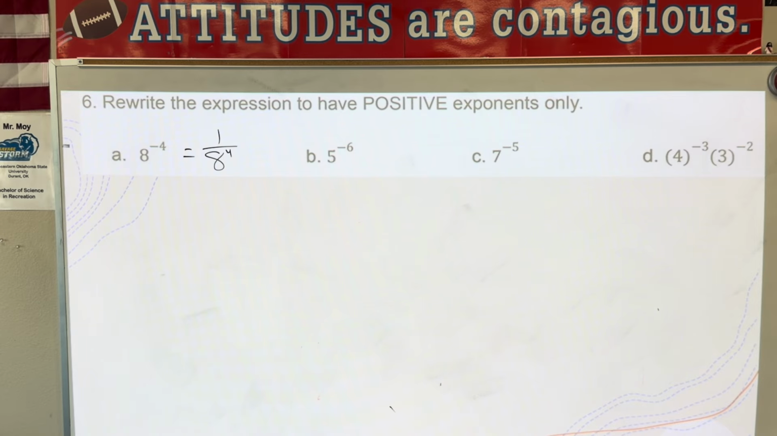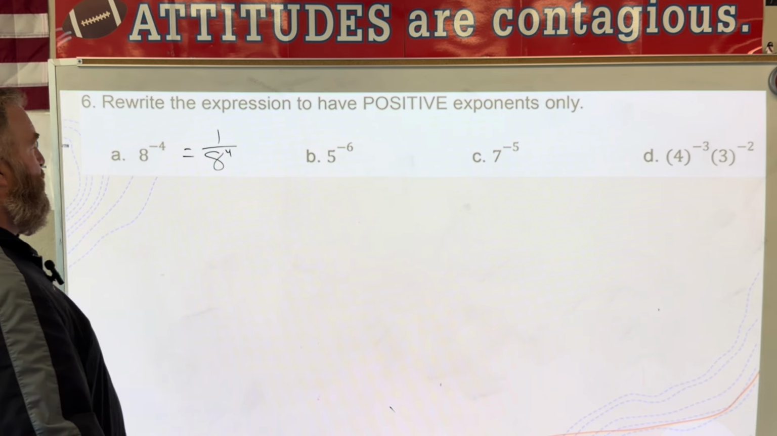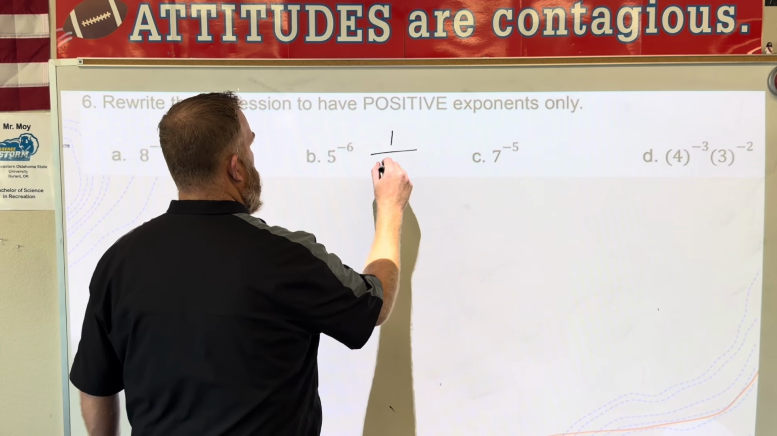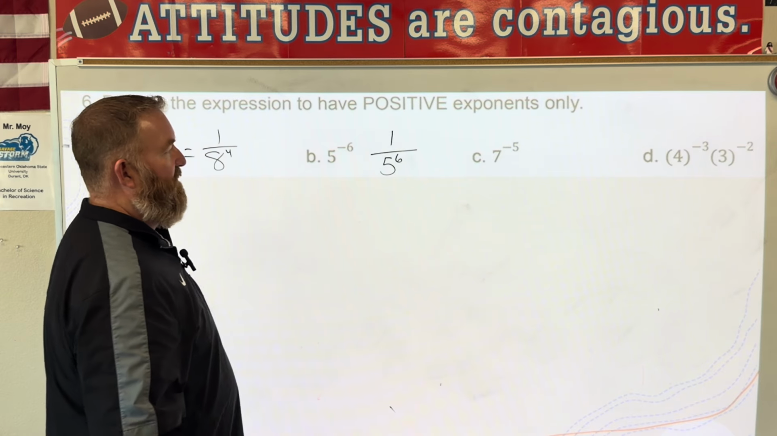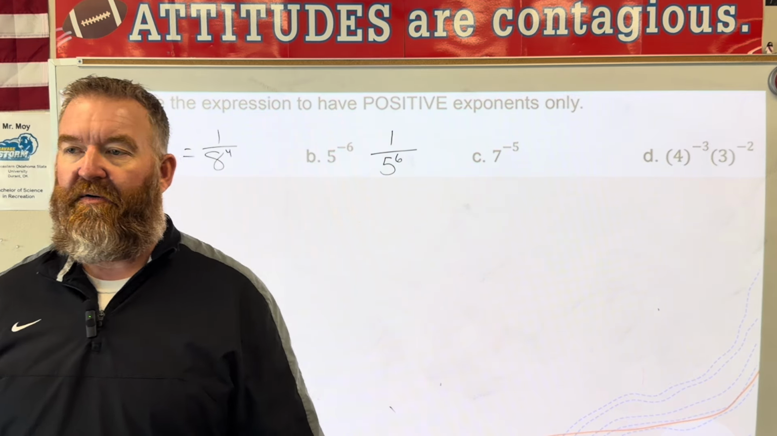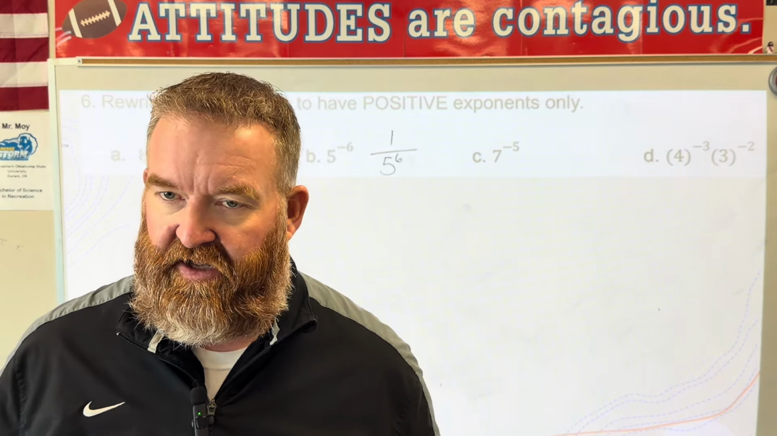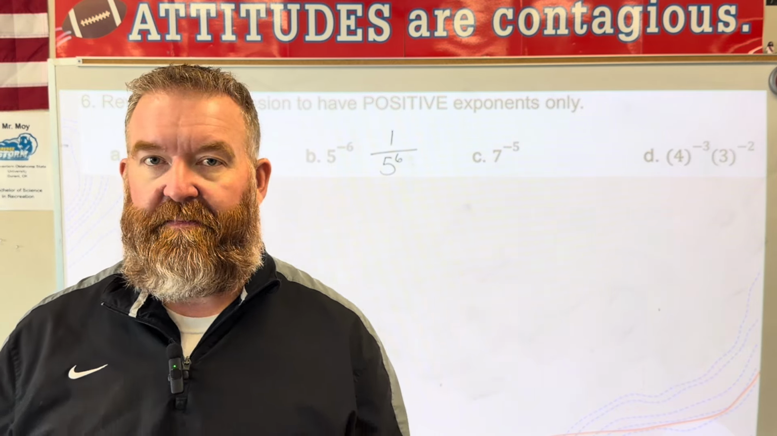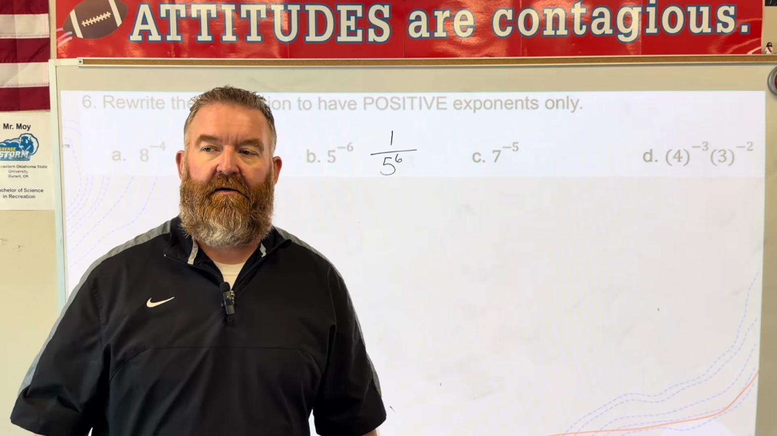Yes? Cool. What about B? 1 over 5 to the sixth power. Go ahead and finish up C and D. By the way, it's okay to flip more than one thing. Looking at letter D. Okay, I'm not going to pause the video this time. I'm just going to let you work.